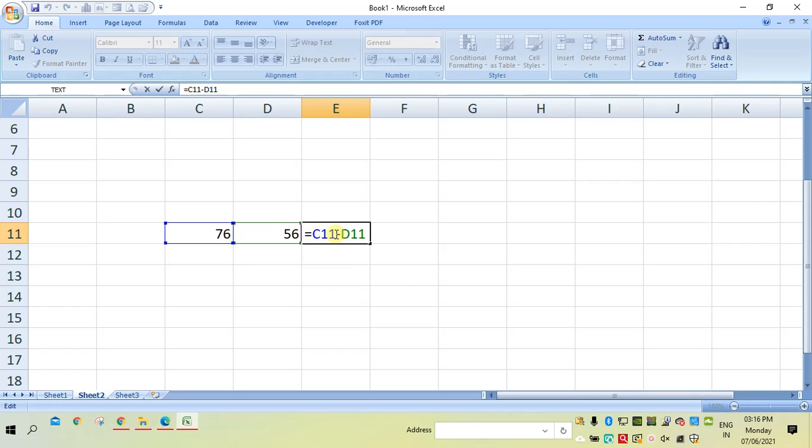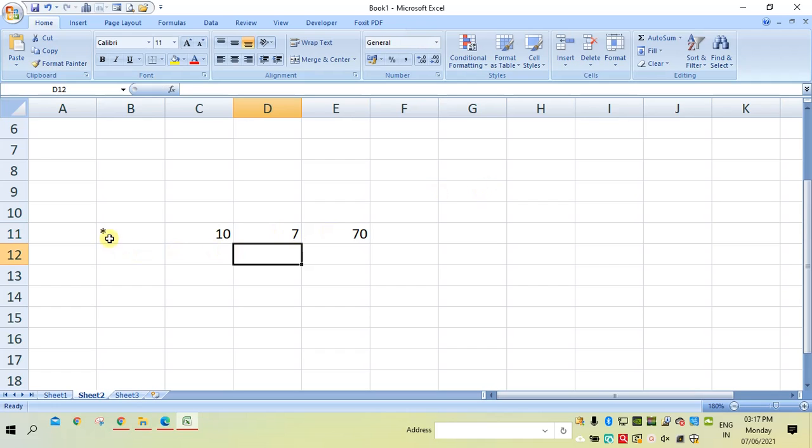Next is multiplication. This is the multiplication symbol, which we call an asterisk. Here I will change the symbol and keep the star. Now it is multiplying 10 with 5, so the result is 50. If you change the number, the result also changes simultaneously. This way we can use the multiplication symbol here.